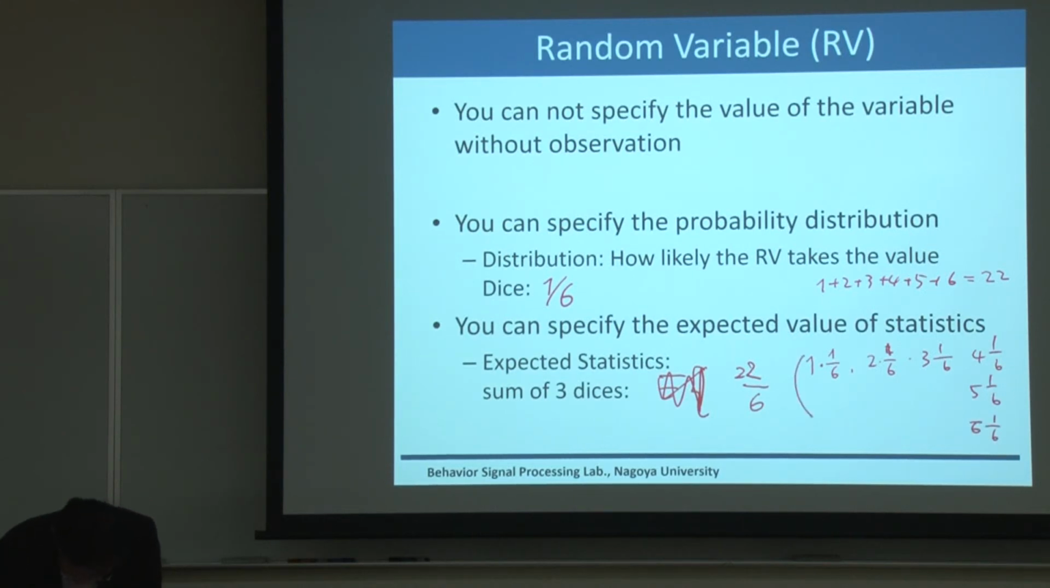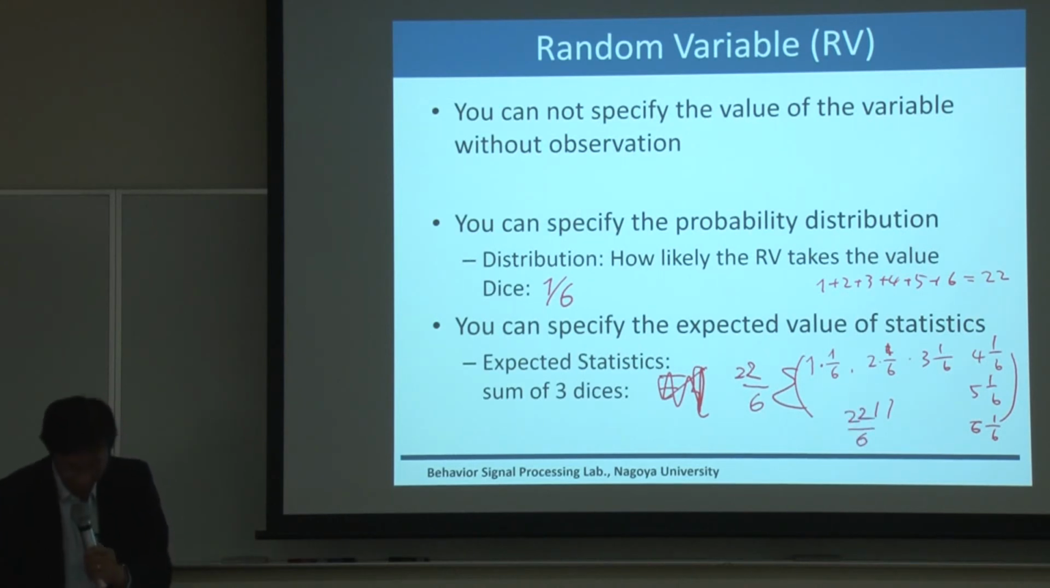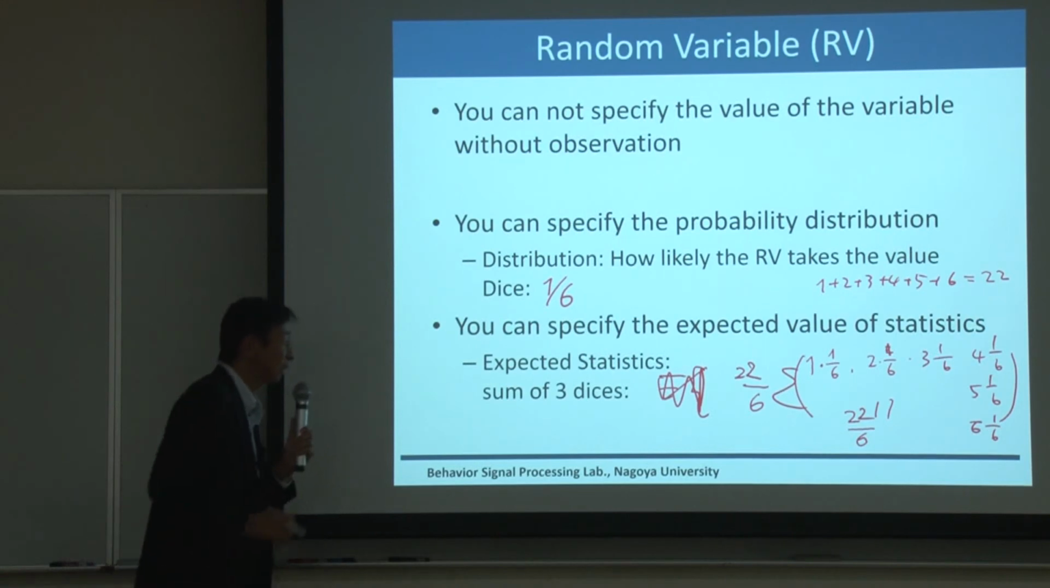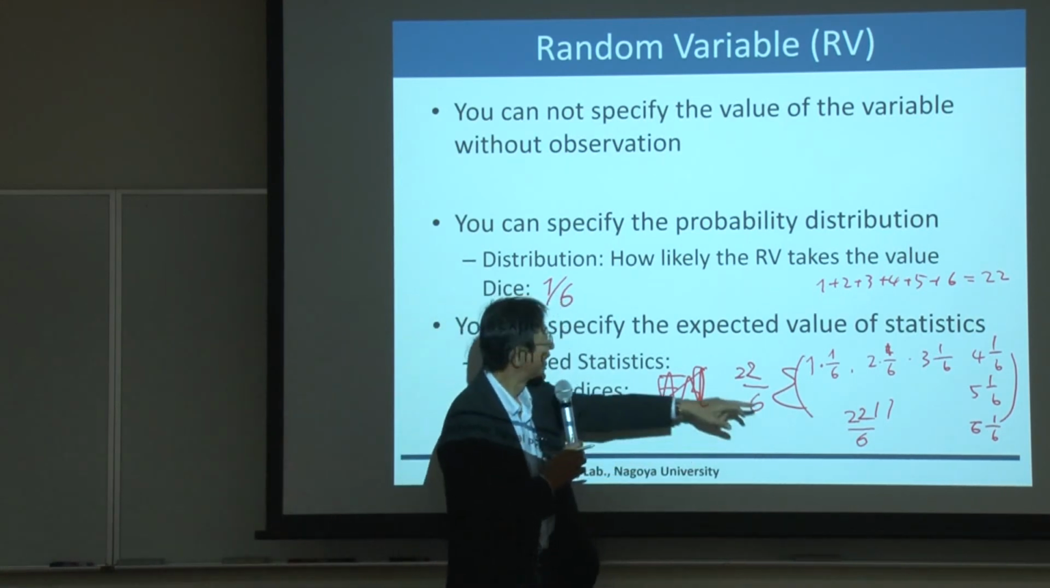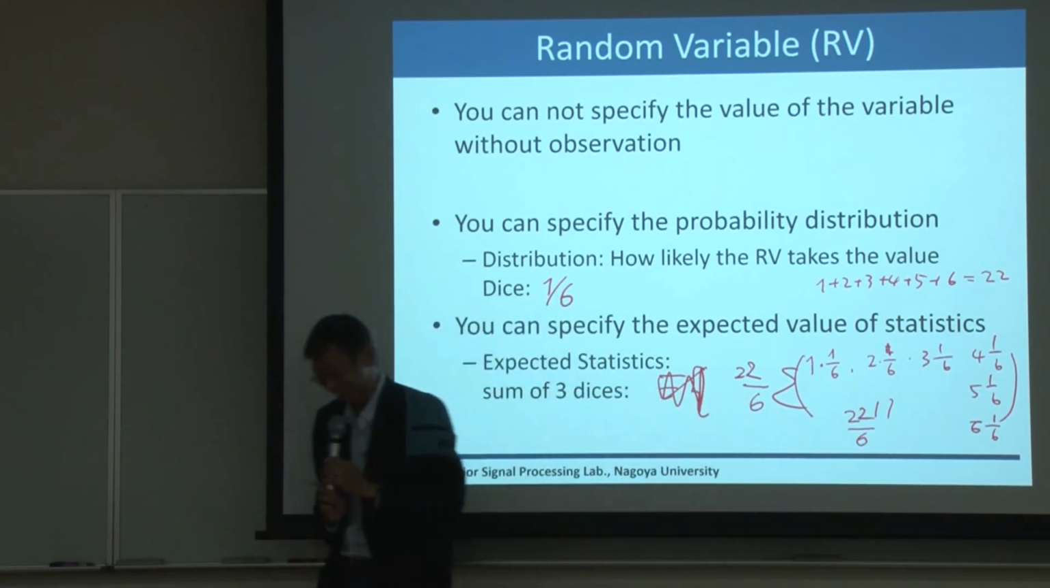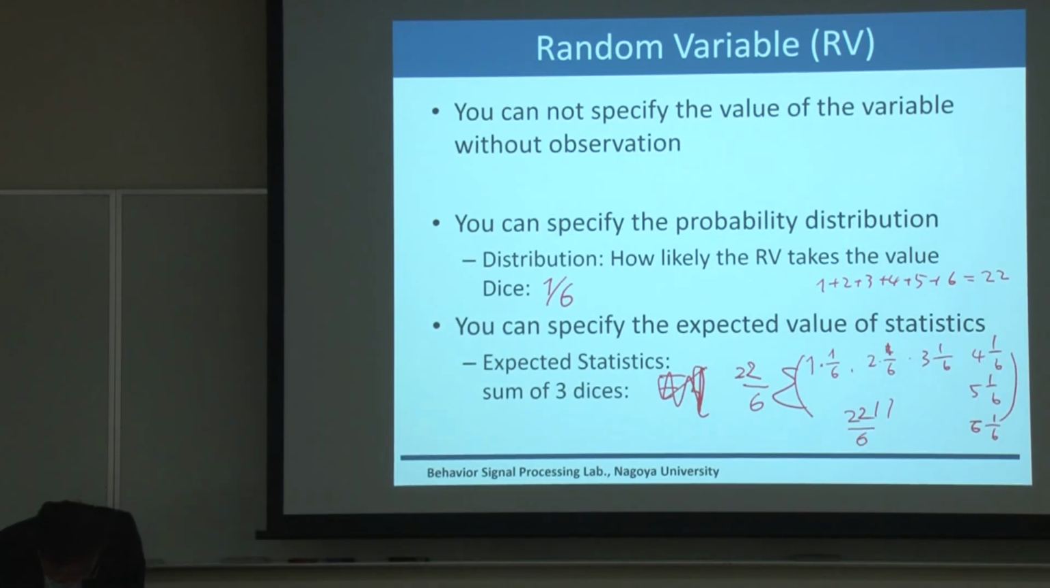And you're going to sum up all of them, and what you get is the number 21/6. Okay, this is the expected value. Yeah? 21. Okay, so this is the number 21/6.